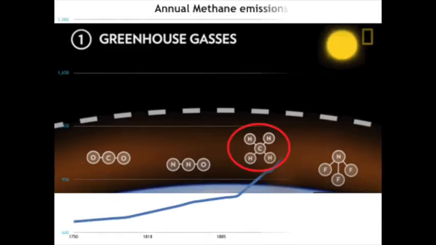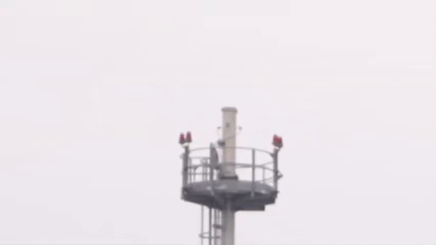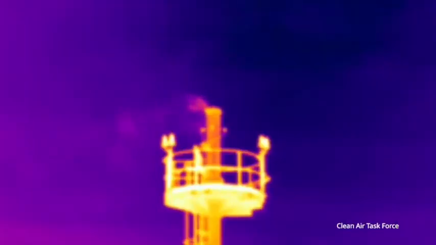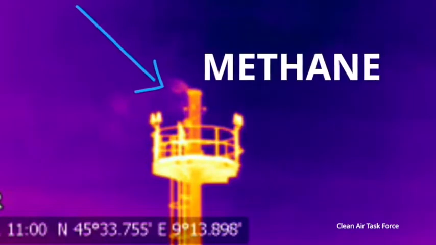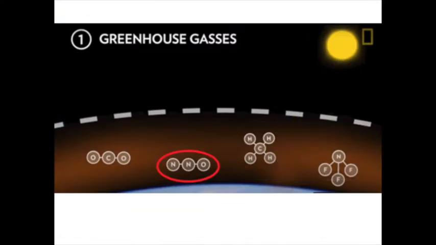Methane is responsible for a quarter of global warming since the Industrial Revolution. Reducing methane is the cheapest, fastest, and easiest way to slow global climate change.